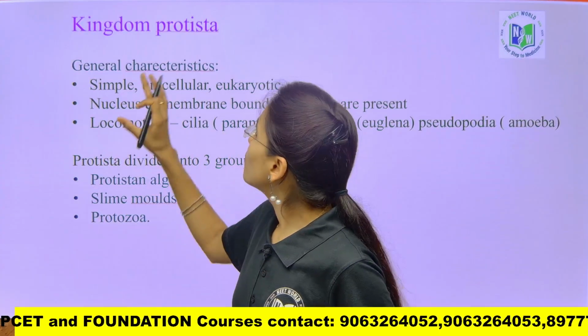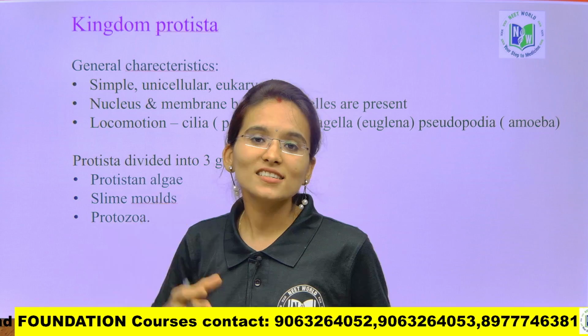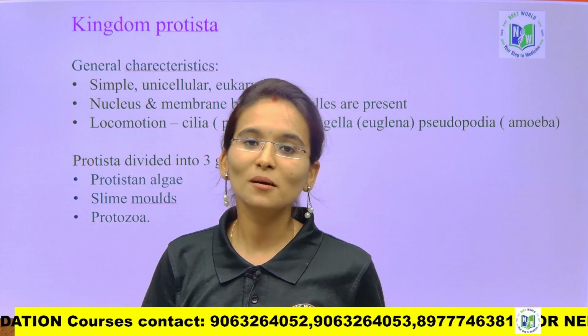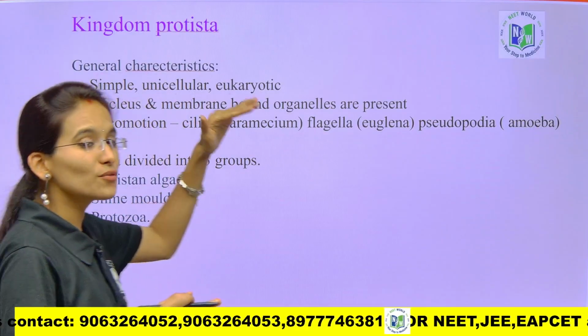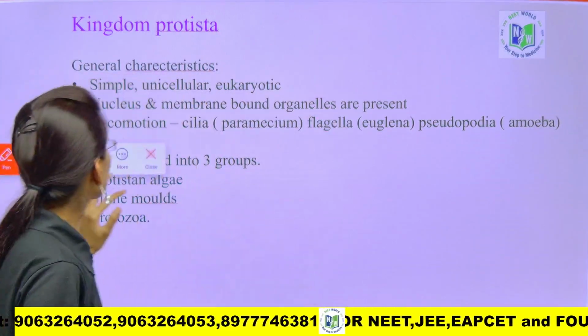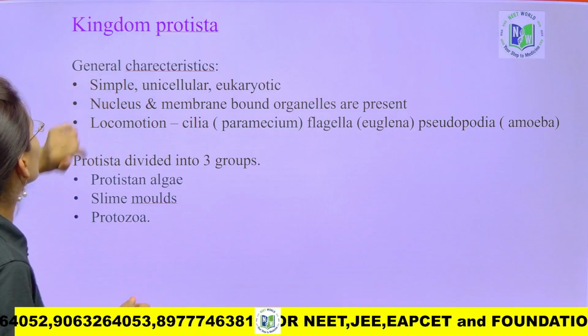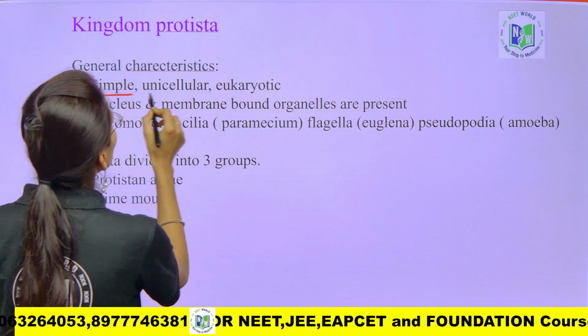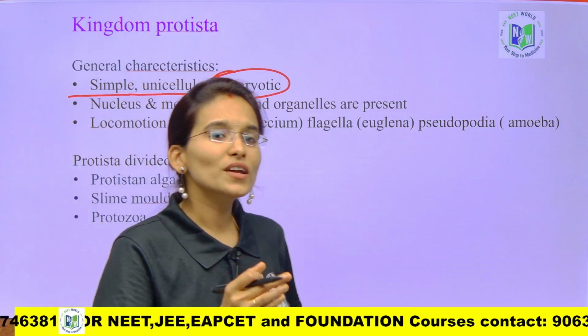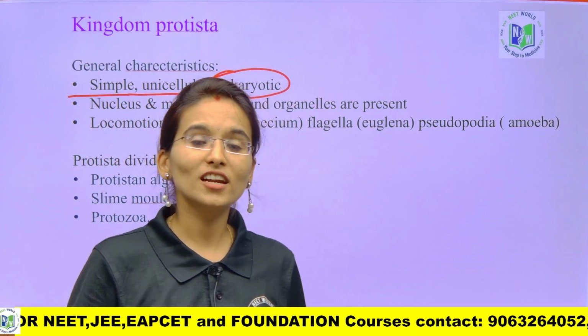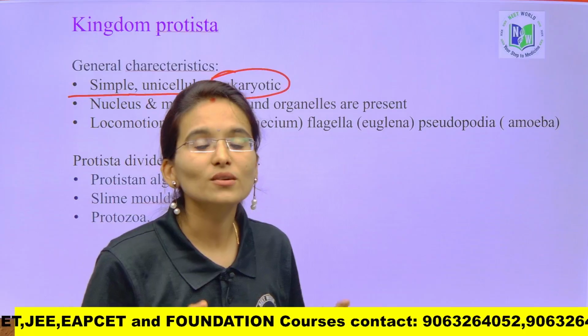Yes. So now we are going to see the general characteristic features of the kingdom Protista. Compare the characteristic features of Protista with the kingdom Monera. When it comes to the first point, these are simple, unicellular and eukaryotic. When we learnt about the kingdom Monera, those are prokaryotes, okay, prokaryotes.